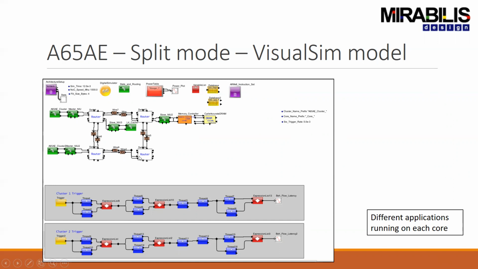According to the application type, if it is an automotive application or a fault tolerant application, then we will have to run it in lock mode. Otherwise, we can run it in split mode and use all the available cores running different software tasks. So in this particular run, we are running a different application on each of the cores.